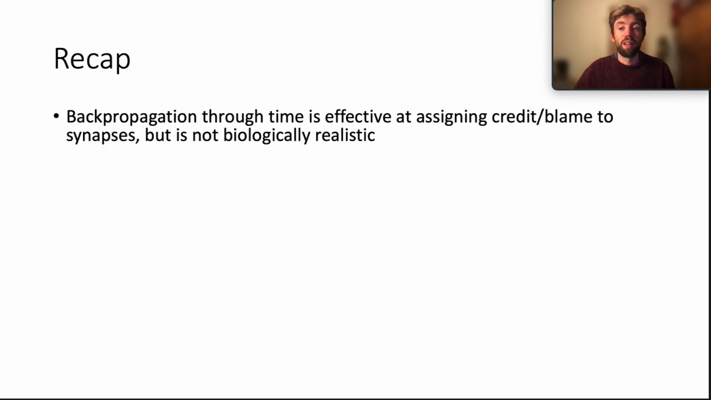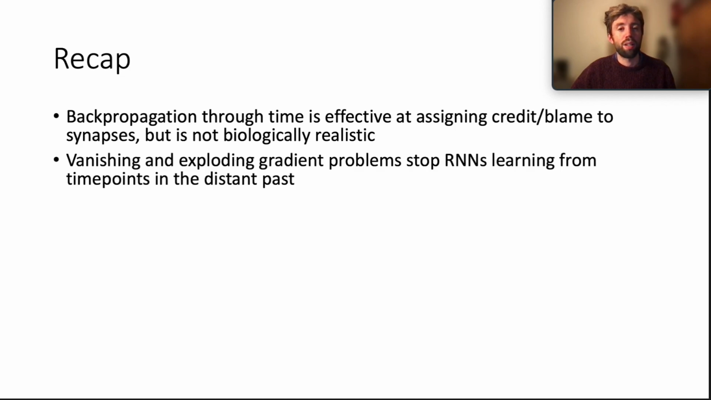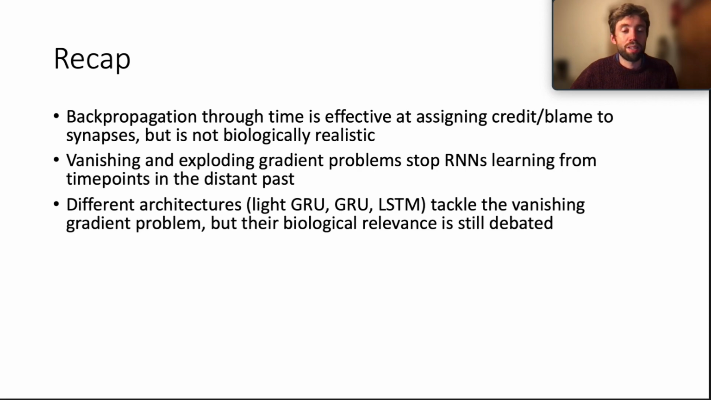So to recap, backpropagation through time is effective at assigning credit and blame to synapses, but it's not generally thought to be biologically realistic. And it also suffers from the vanishing and exploding gradient problem, in particular for the basic or vanilla versions of recurrent neural networks. And this prevents learning from time points in the distant past. However, several different architectural variants on the RNN have been proposed, such as the light GRU, GRU, and LSTM, to tackle the vanishing gradient problem.